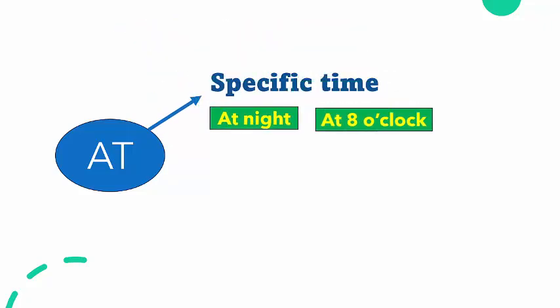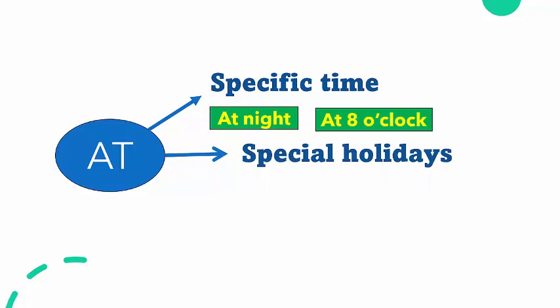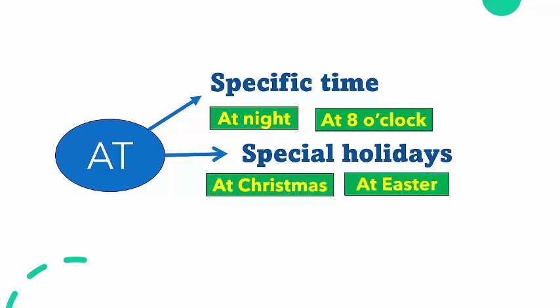So we can use at before a special time or specific time, like a specific clock time. We can say at 8 o'clock, 9 o'clock, and so on. Or I can say at night. Also, I can use it before special holidays. I mean here holidays like Easter, like Christmas, and of course I'm going to explain it in more detail in the next slide through some examples.